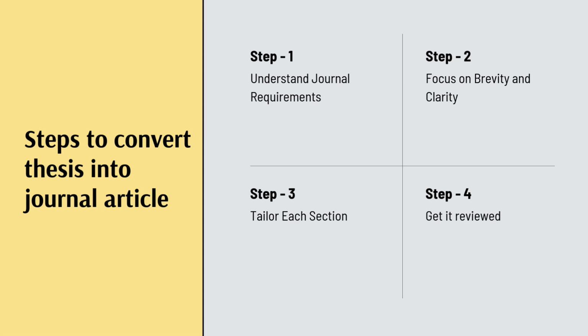5. Discussion. Relate findings to existing literature, discuss limitations, and suggest future research directions. 6. References. Include only the most pertinent references. Step 4. Get it reviewed. After completing writing of your article, take some time to give it a thorough review. Later on, approach a published scholar to review your article and consider her feedback before actual submission to the journal.